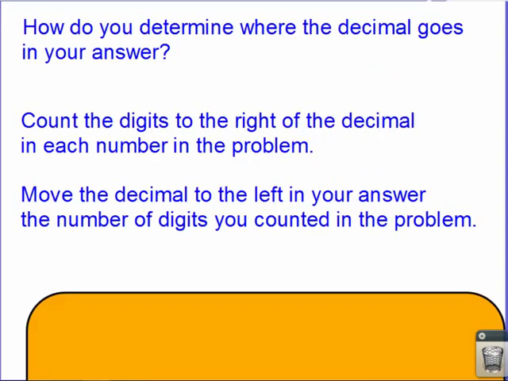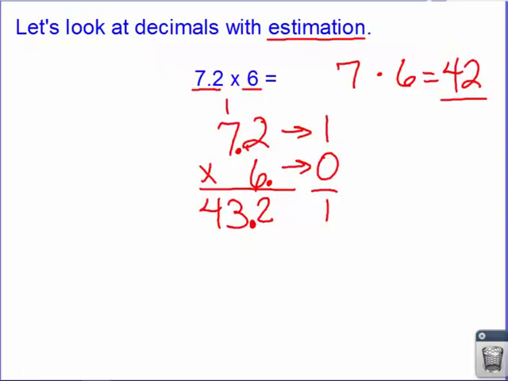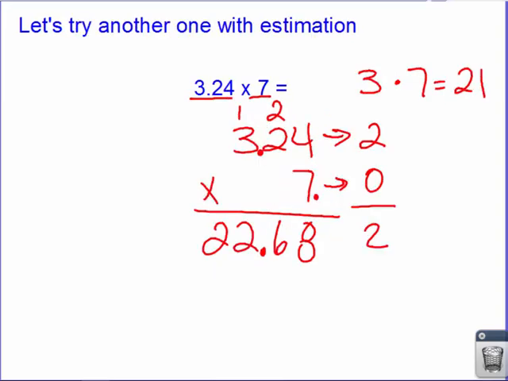So now how do I figure out where my decimal goes? I move the decimal to the left in my answer, the number of digits you counted in the problem. So in the 432, if I've only got one place behind the decimal, well, in a whole number the decimal's here at the end, so I'm going to move the decimal one place. In this number, we had 2, 2, 6, 8. It says I'm going to move it 2 places, so I move it from the end in 2 places to actually find it between the 2.